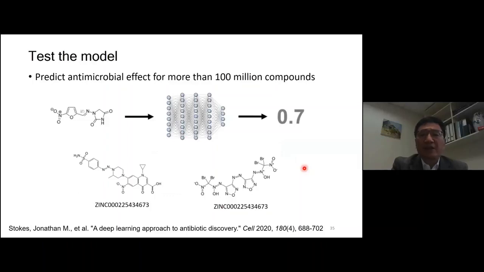And of course, then for machine learning or AI, we need to test the model. So we can predict the antibiotic effects of more than 100 million compounds. Okay. So certain of them are known as antibiotics. So in this case, you can use them as input to train the machine to make sure what are those compounds that are active, what are those that are inactive, and then the machine will learn and later be used.